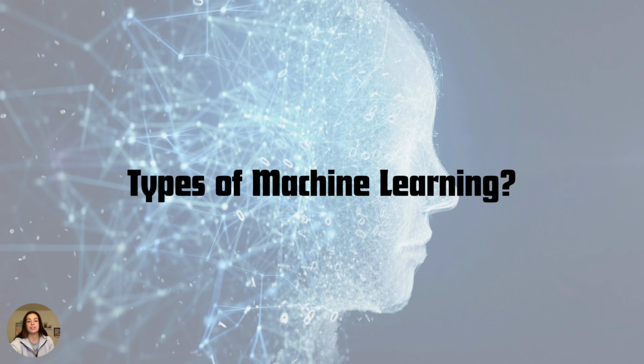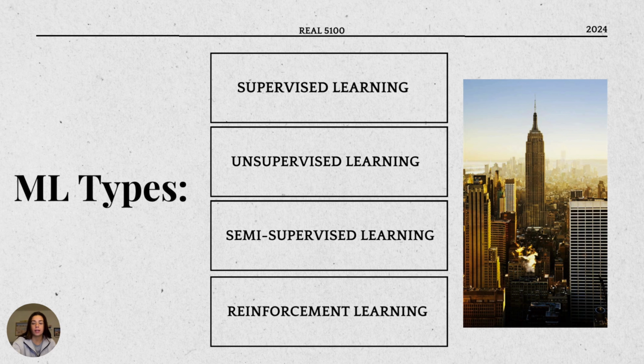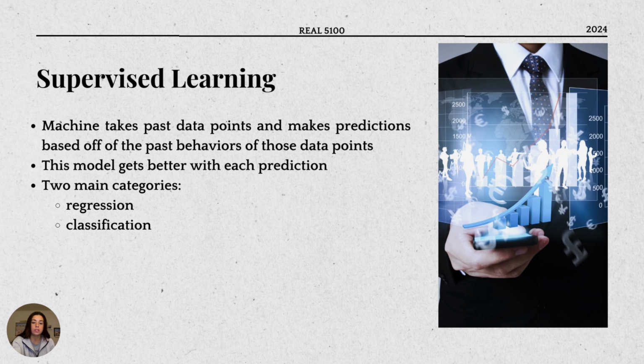I'm going to be talking about the types of machine learning. We've got 4 different types of machine learning, and we're just going to start with the first one, which is supervised learning. All this is, a machine takes your past data points and makes predictions based off of the past behaviors of those data points. And this model, in theory, is supposed to get better with every prediction. So as time goes on, the predictions should become more and more accurate.